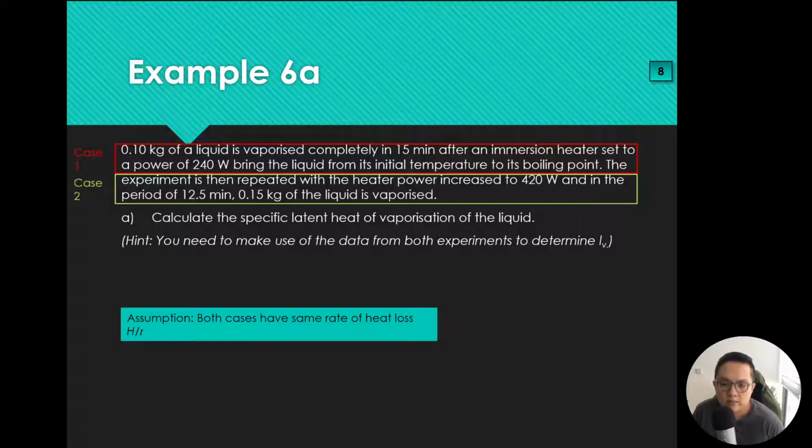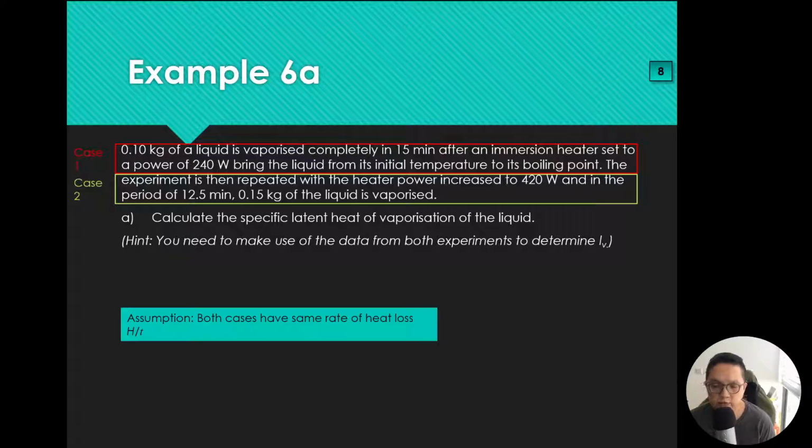So we're going to make one big assumption here: both cases have the same rate of heat loss. How do I come up with this assumption? The liquid container is the same, so it's exposed to the same atmosphere. The total surface area is the same. The boiling point of the liquid is the same for both cases, so the temperature difference with the surroundings is the same. So the heat loss will happen at the same rate.